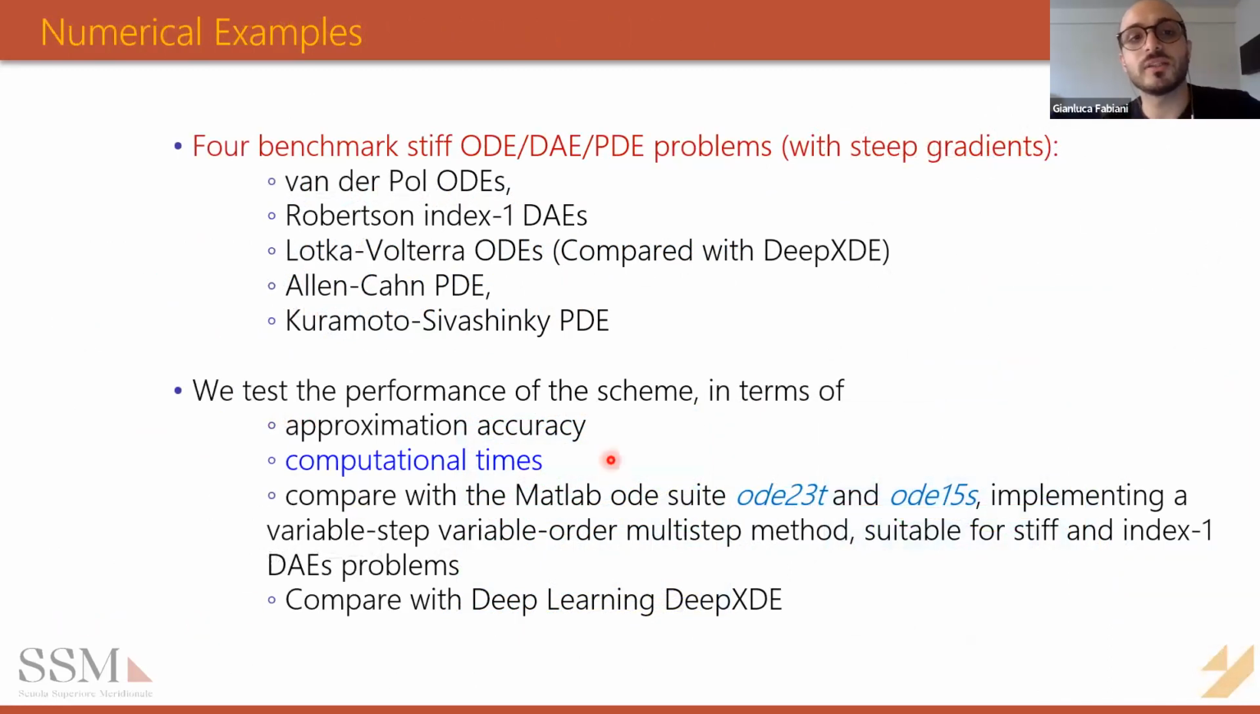So we have solved several benchmark stiff problems for ODEs and DAEs, including steep gradients, van der Pol, Robertson, index 1 DAEs. We also compare with the Lotka-Volterra ODEs that was proposed in the paper of DeepXDE, and also 2 PDEs, Allen-Cahn and Kuramoto-Sivashinsky. What is important is that we compare in terms of approximation accuracy, but also in terms of computational times. And we compare with well-established solvers, ode23t, ode15s of MATLAB, and also with deep learning of DeepXDE.